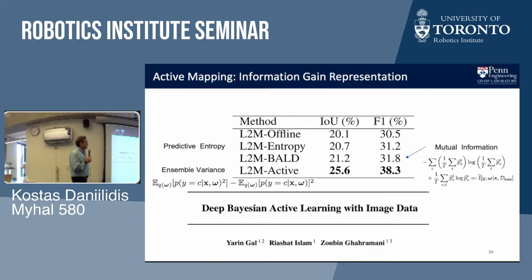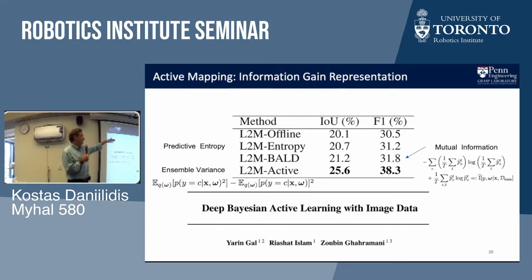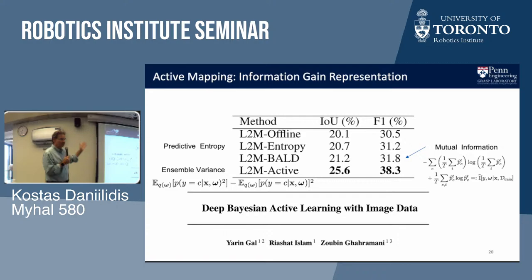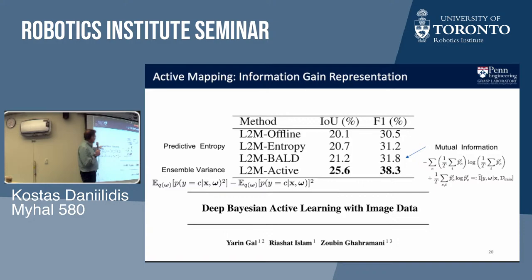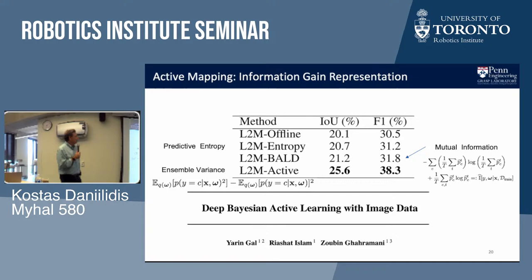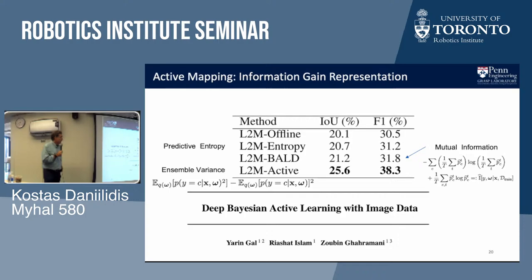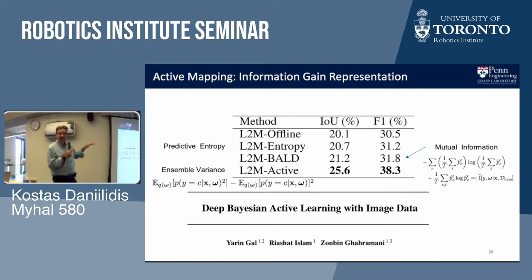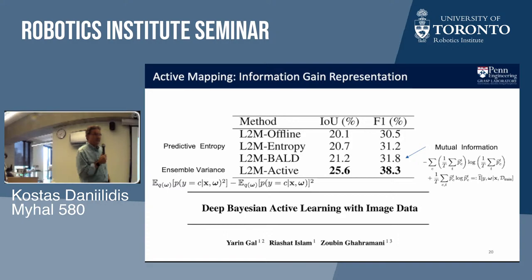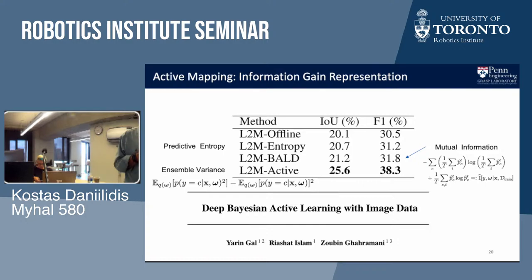We have a variation between doing this offline, which by the way would also take an order of magnitude more measurements, and using the mutual information, which is derived in Yarin's paper and is actually an approximate version of the information gain, the entropy of the means minus the mean entropy, and the ensemble variance, which is really just the variance of the outputs across the ensemble.